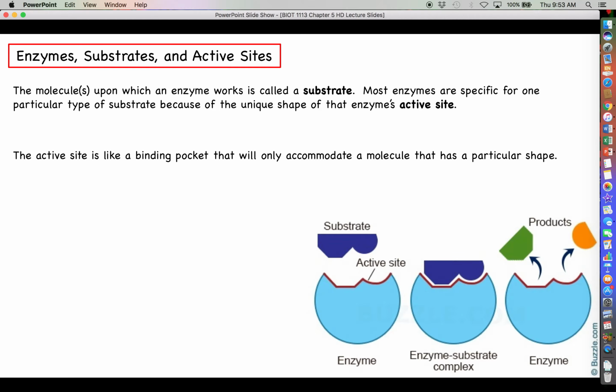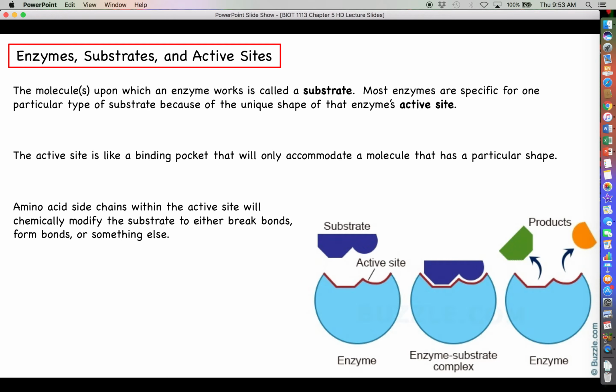The substrate and the active site both go together well here. A different type of substrate that doesn't have that kind of shape probably wouldn't fit into the active site, and the enzyme wouldn't be able to do anything with that particular substrate.